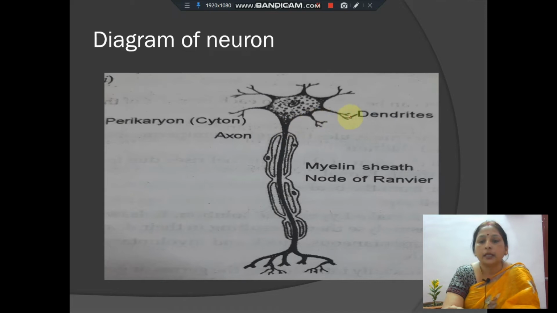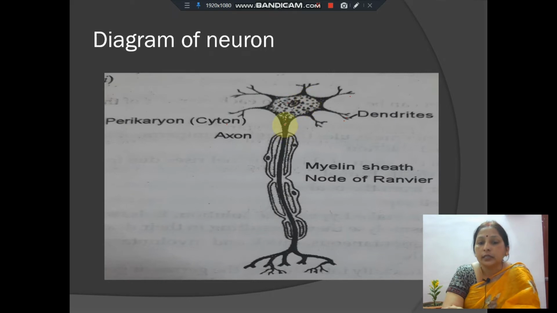In these branch-like structures, these are the dendrites, and you can see this branch-like structure. These are the dendrites, and the perikaryon. The perikaryon is the part present outside the nucleus.